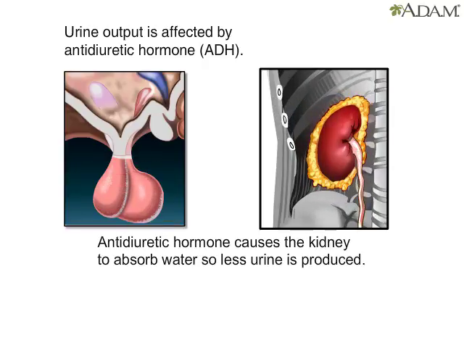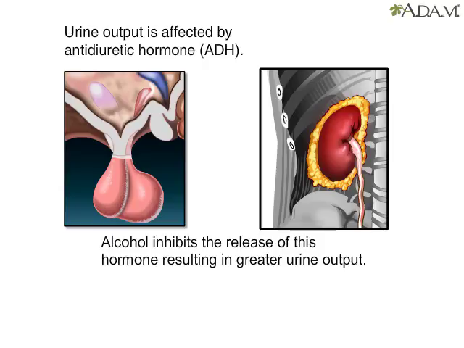ADH affects the production of urine. When it's released, the kidneys absorb more of the fluid that passes through them. That means less urine is produced. Alcohol inhibits the release of ADH, so drinking alcoholic beverages results in more urine production. A pulsing change in the ureter's color shows urine passing through it.